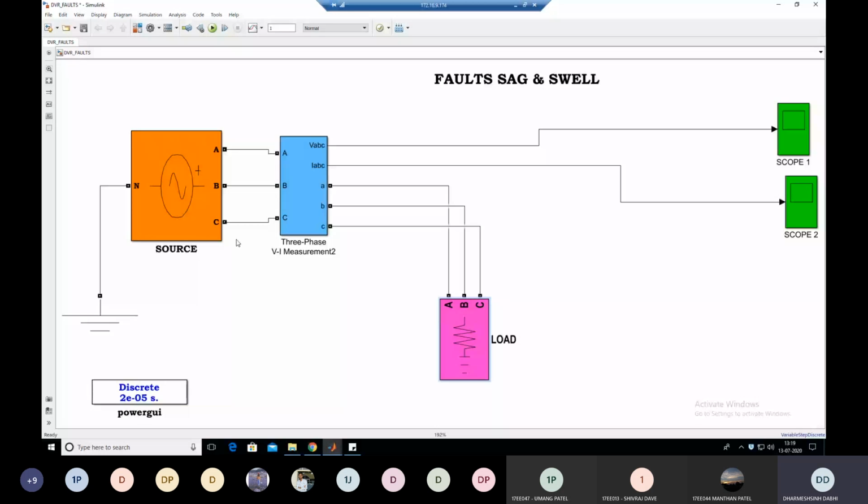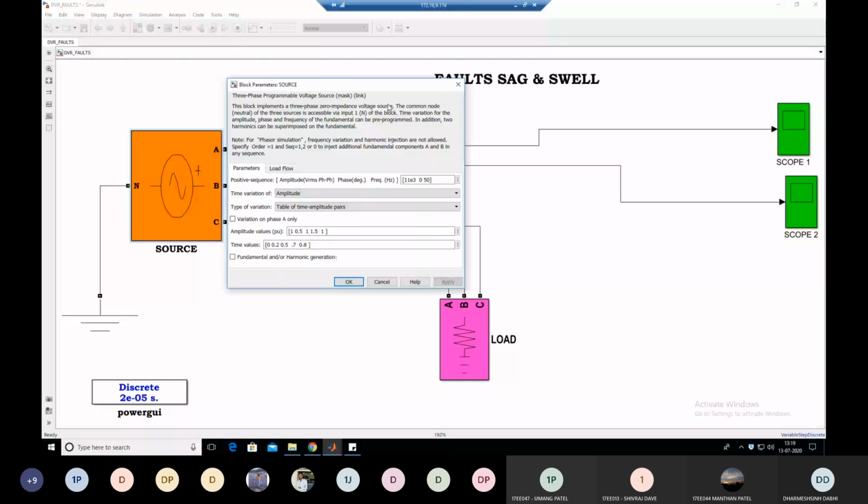So here in the source, you can see that we have parameters for the source. First is the positive sequence component, which is the phase-to-phase RMS voltage amplitude. Here we take 11 kV voltage, 11e3. Second is the frequency, which we take as 50 Hz. Angle in degrees, here we take 0, so the waveform starts from omega t equal to 0.